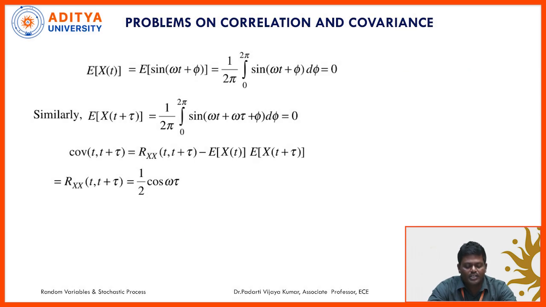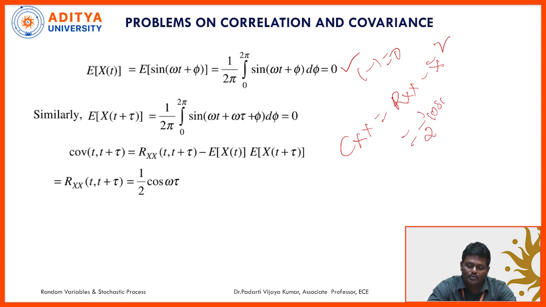Next, expectation of x of t: the integration is cos 2 pi minus cos 0, which is 1 minus 1, 0. So, the expectation is 0. So, we know the covariance formula Cxx is equal to Rxx minus x bar whole square. Rxx is 1 by 2 cos omega tau, x bar is 0. So, the answer is 1 by 2 cos omega tau.